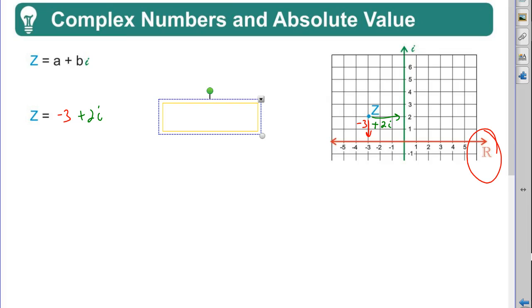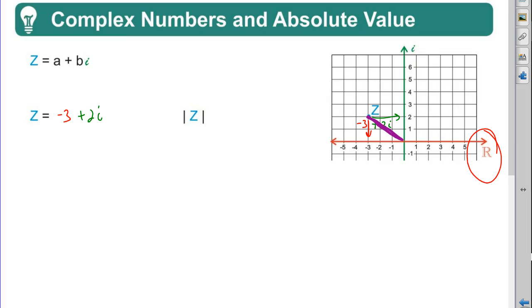Now, what happens if you see something like this? Well, you're looking for the absolute value of z. What does that mean? And you should have learned that absolute value is the distance away from 0. So we're looking for a distance from there to there. Okay, well, if you remember, that comes from the Pythagorean theorem and the distance formula.